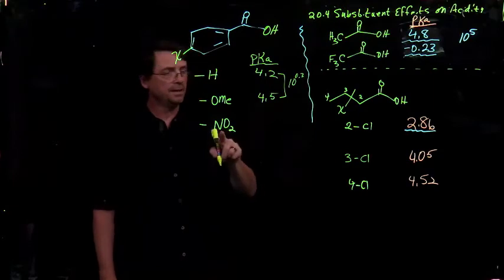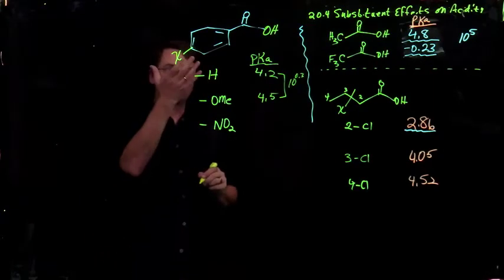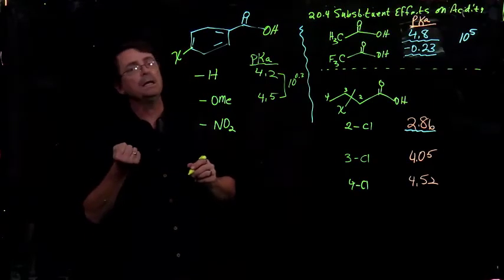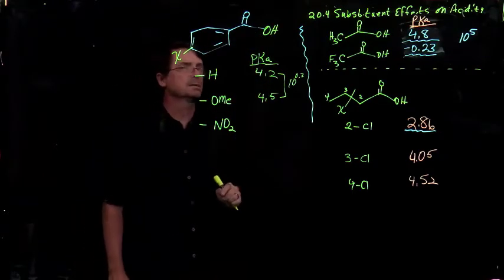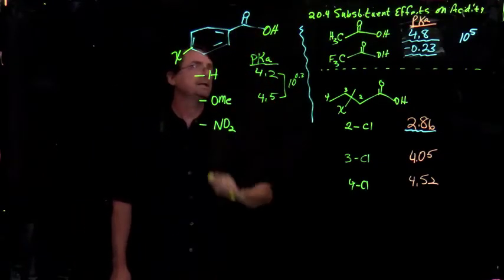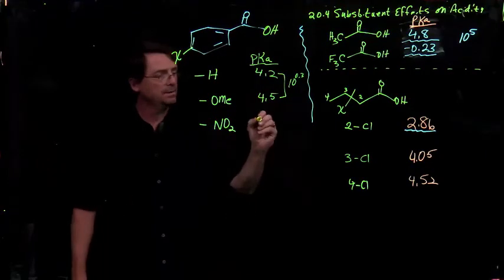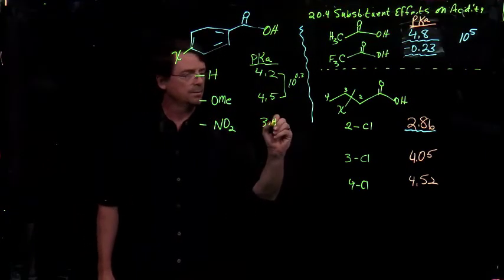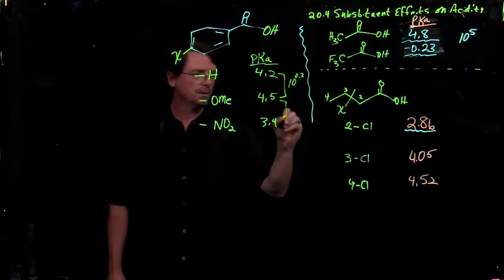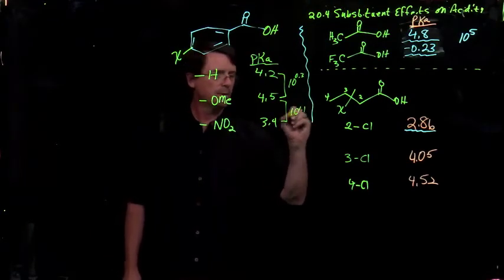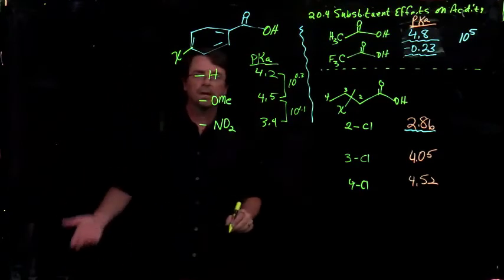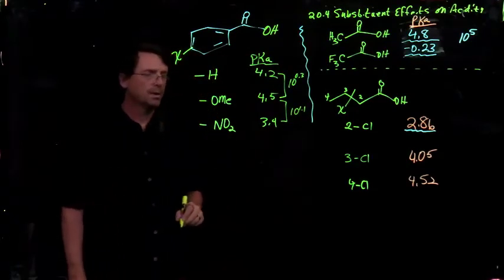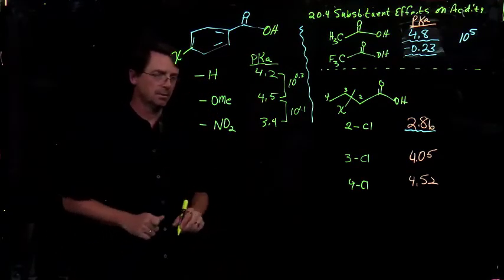Now, the nitro group, where does it go? It's strongly electron withdrawing. So it's removing electron density and will stabilize the carboxylate, or the benzoate anion specifically in this case, and the pKa goes down to about 3.4. So here you're at 10 to the 1.1 difference. So it's a little more than 100 times more acidic than the methoxy group.